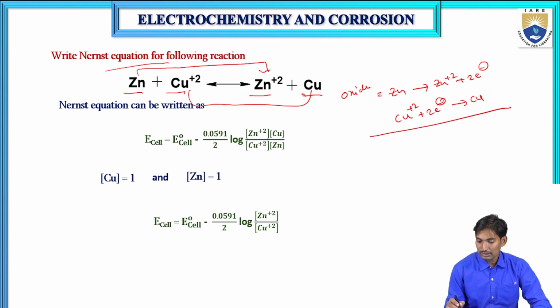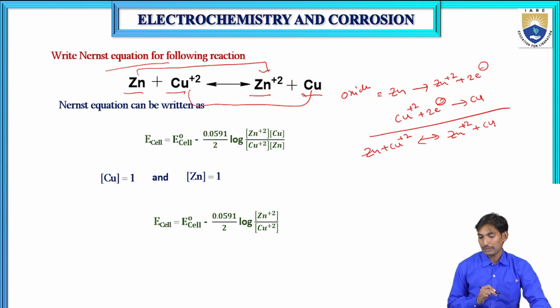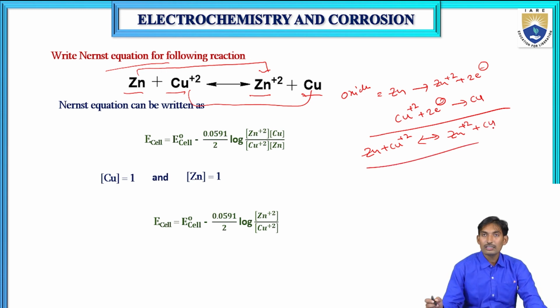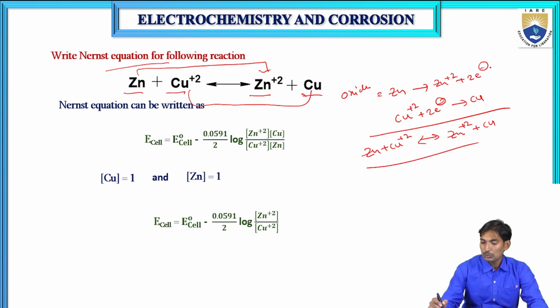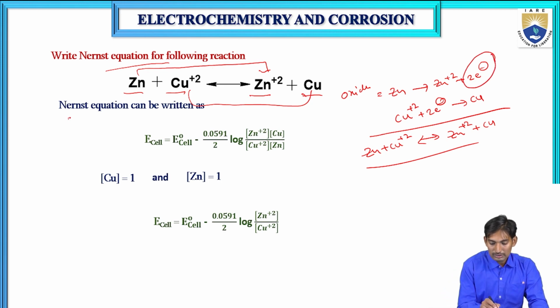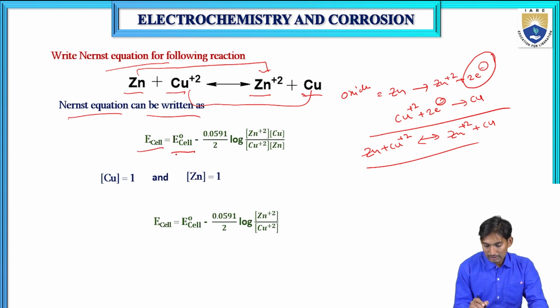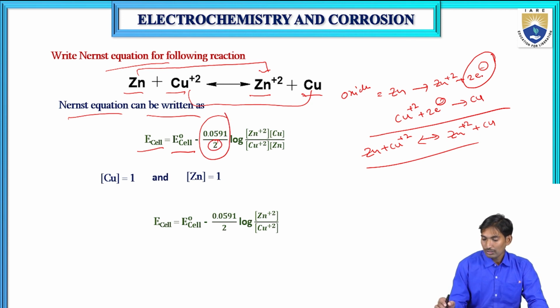What is the total reaction? Zinc reacts with copper 2+ and forms zinc 2+ and copper. In this reaction, how many electrons are involved? 2 electrons are involved in the reaction. So the Nernst equation can be written as E cell equal to E naught cell minus 0.059 by 2. Now I am taking n as 2 since 2 electrons are involved in the reaction.